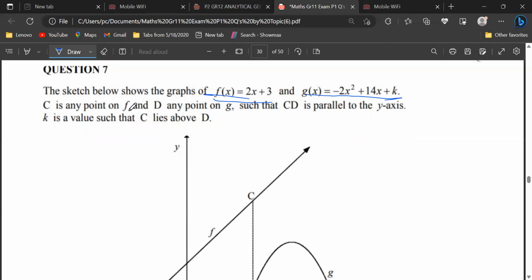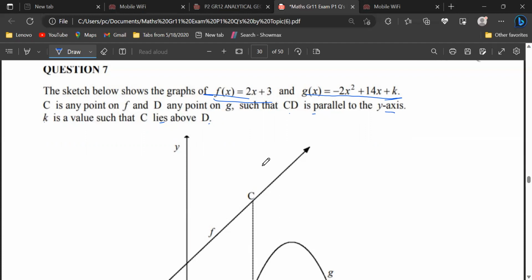C is any point on f, and D is any point on g, such that DC is parallel to the y-axis. Now, k is a value such that C lies above D. That's what they gave us.